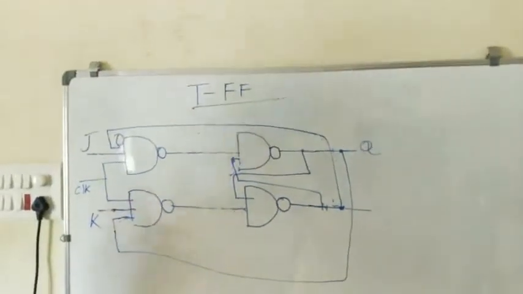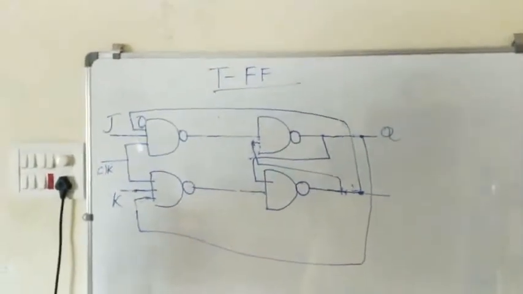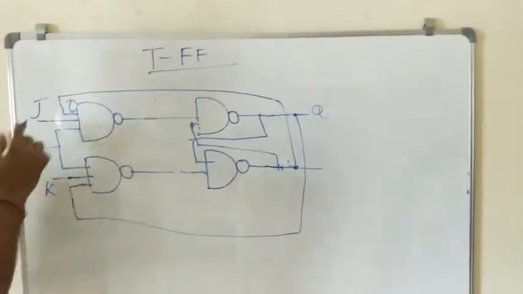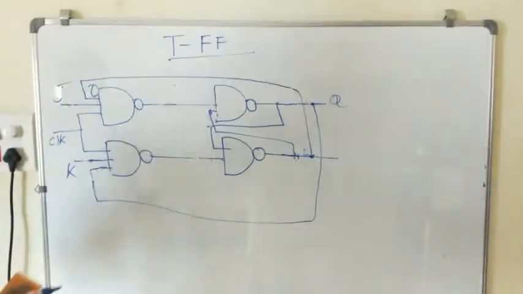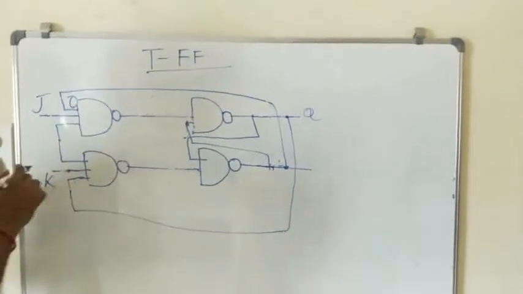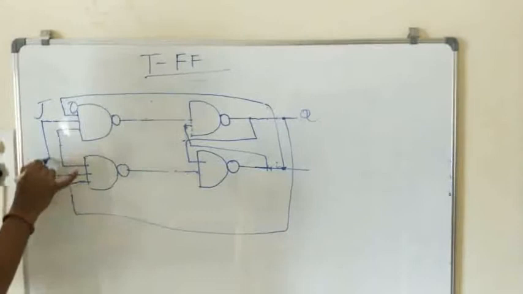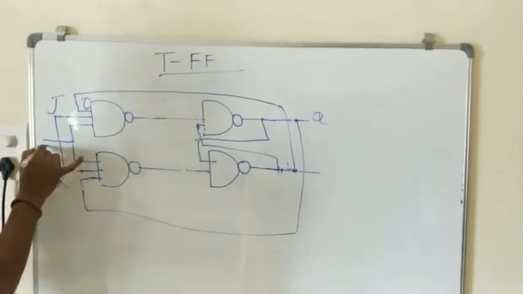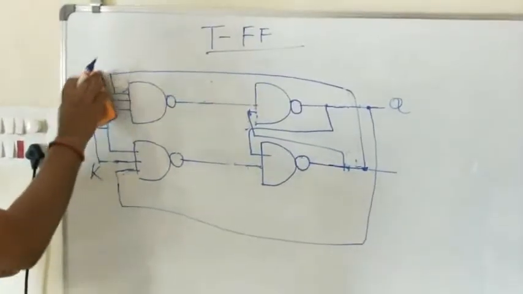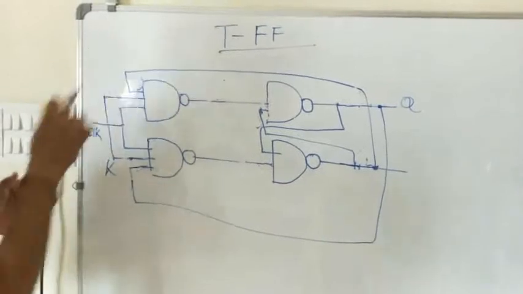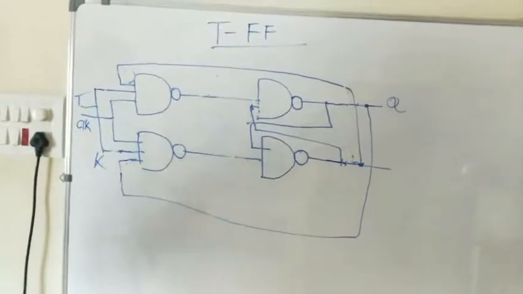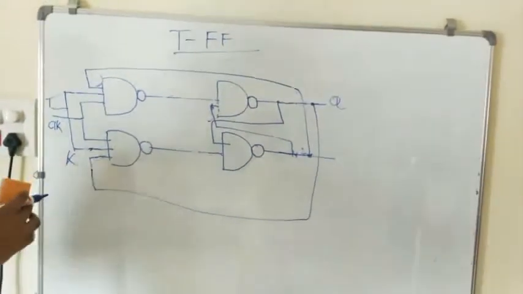What I am going to do is combine both J and K inputs. Clock is coming here. So this is our T flip-flop. This is called a T.